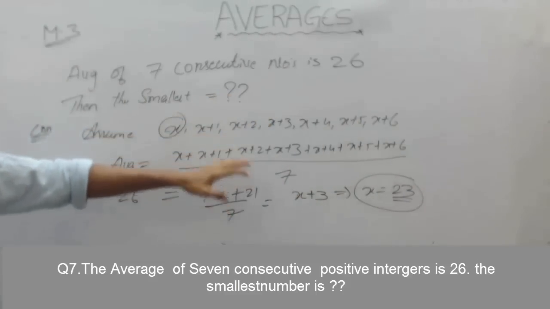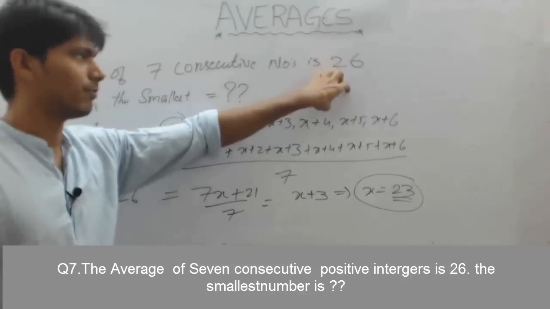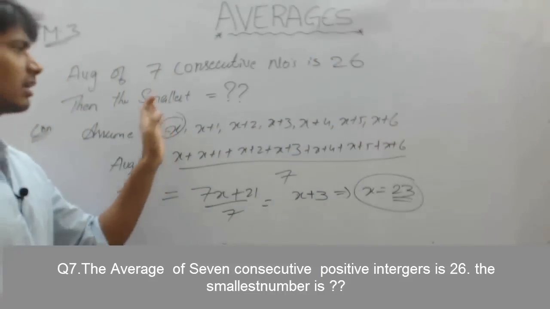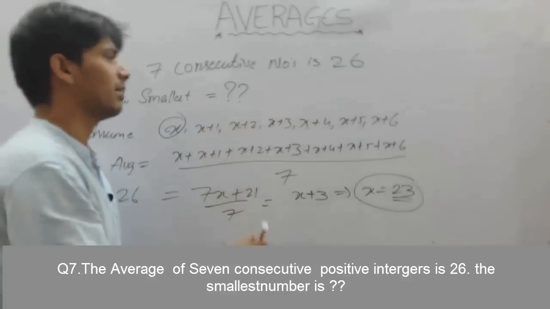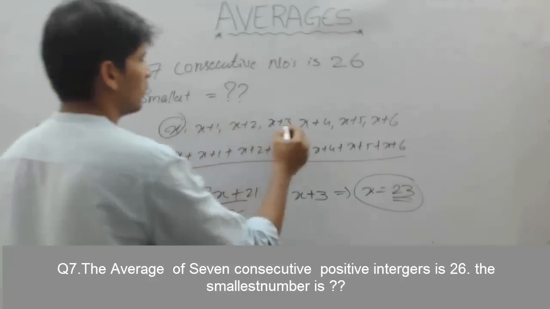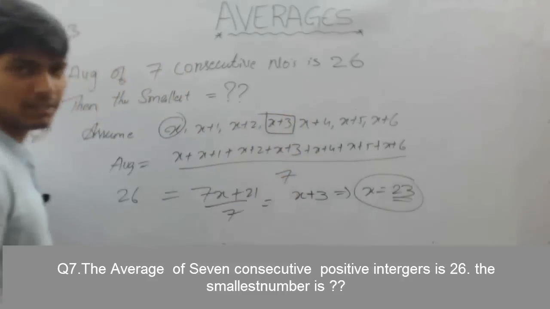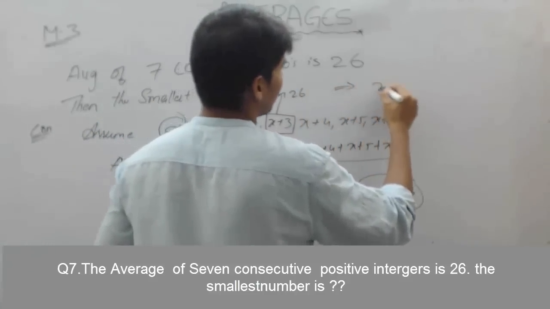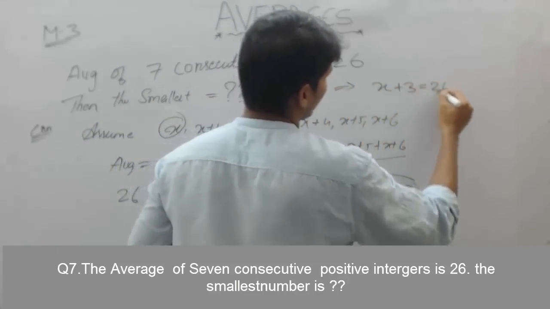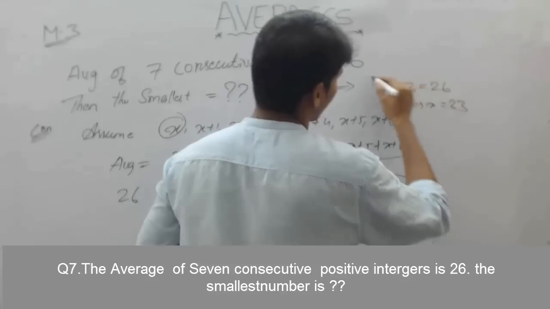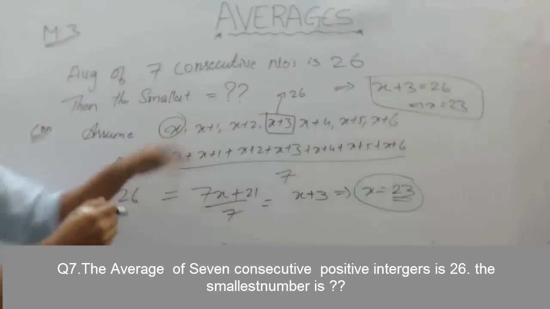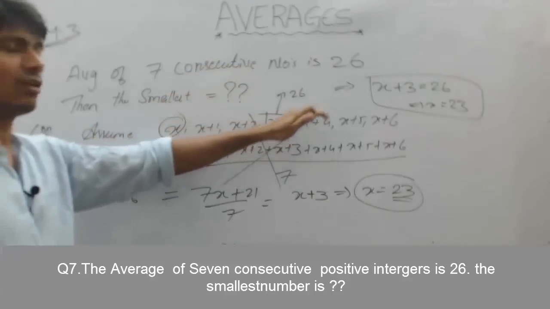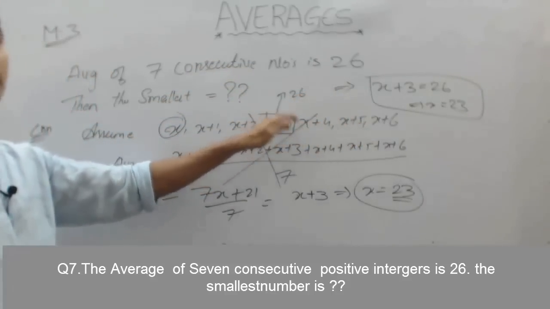This is the conventional method, but according to our formula, how many numbers are given? 7. We know that the average of 7 consecutive numbers is always the middle number. What is the middle number? x plus 3. This average is equal to 26, so directly x plus 3 is equal to 26, which implies x is equal to 23. Even without all this calculation, you can directly solve it if you know that the average of an odd number of consecutive numbers is the middle term.